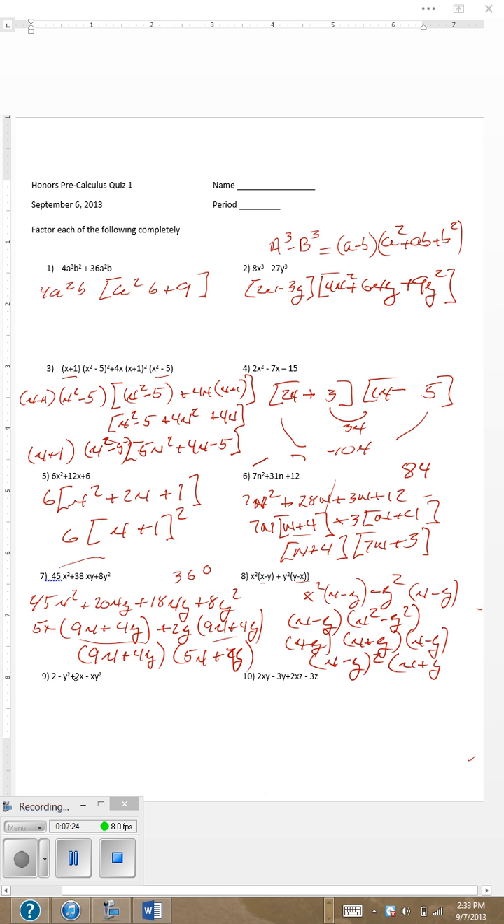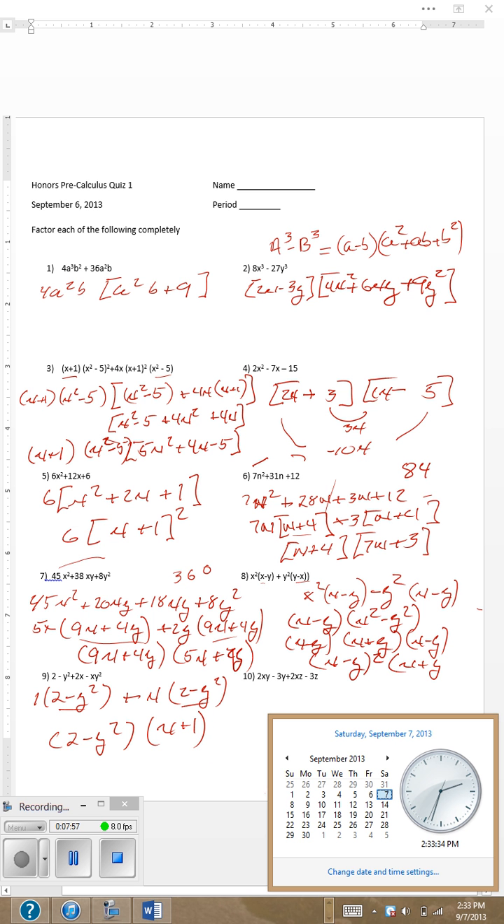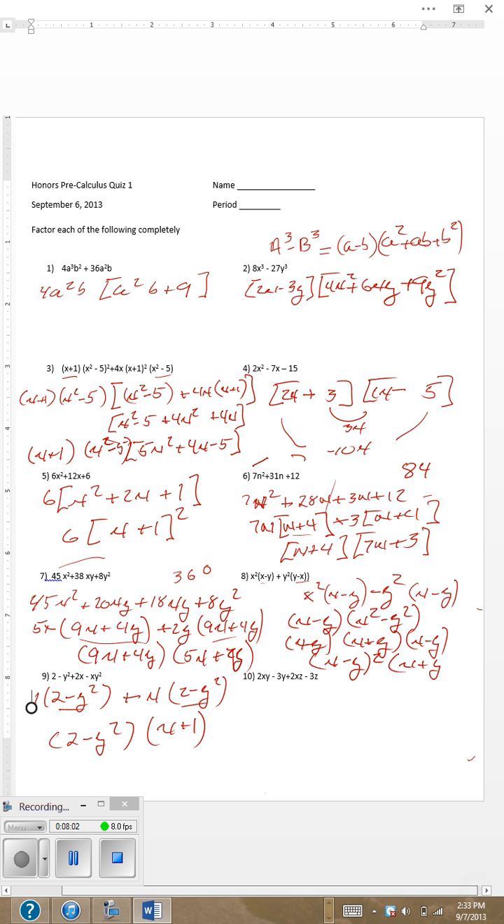Number 9, split it in half. The only common factor in the first two is 1, common to 2 minus y squared. Second two, they have an x in common. I'm going to pull that out. x is going to give me 2 minus y squared. Common binomial factor, 2 minus y squared, common to 1 plus x, or x plus 1, is now factored.